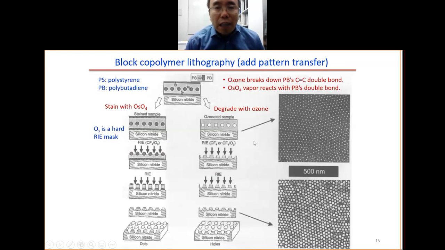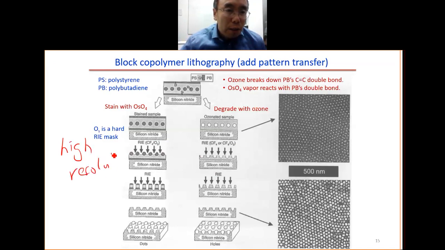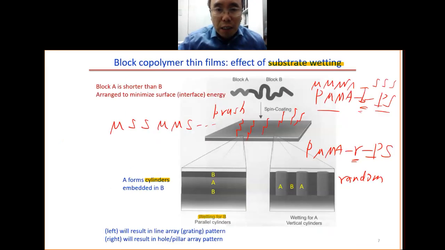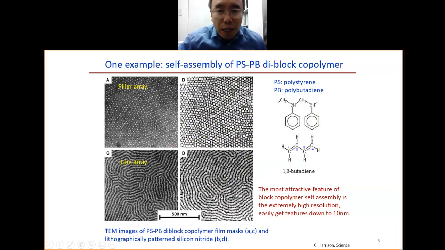So how to get higher resolution? So how to increase the resolution? How to get a very, very high resolution? So we come back to this slide again. So here we have the pattern here, 10 nanometer. How to get even smaller feature size? Smaller feature size, higher resolution.